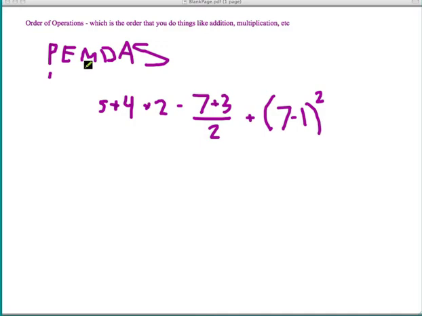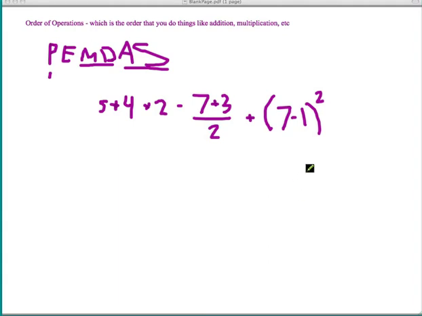The third one is multiplication. Now multiplication and division are kind of in the same group. Addition and subtraction are kind of in the same group. So after you do exponents, you go ahead and look for any of the multiplication and division, and you do that. And then after you've taken care of that, you do any of the addition and subtraction, and you do that. So let's take a look at this example we've got here on the screen.